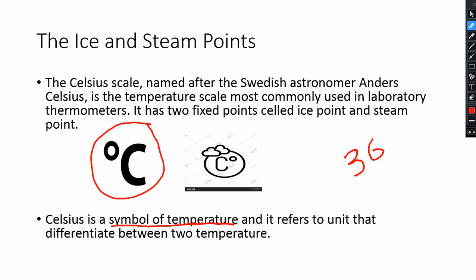Now if you write only 36, this 36 means nothing, because 36 could be anything. It doesn't make any sense. But once you write this small c with 36, then everyone will know that you are talking about temperature. So this Celsius is a temperature scale, and it was named after the Swedish astronomer Anders Celsius. Astronomers are those people who study stars, planets and the universe.